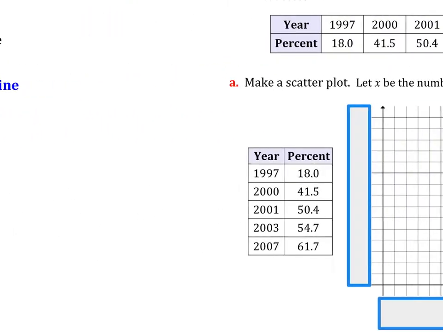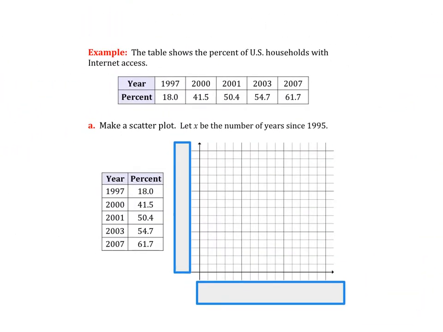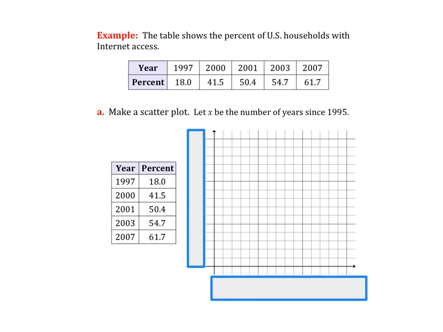All right, so here's our scenario. We have a table that shows the percentage of U.S. households with internet access in a given year.